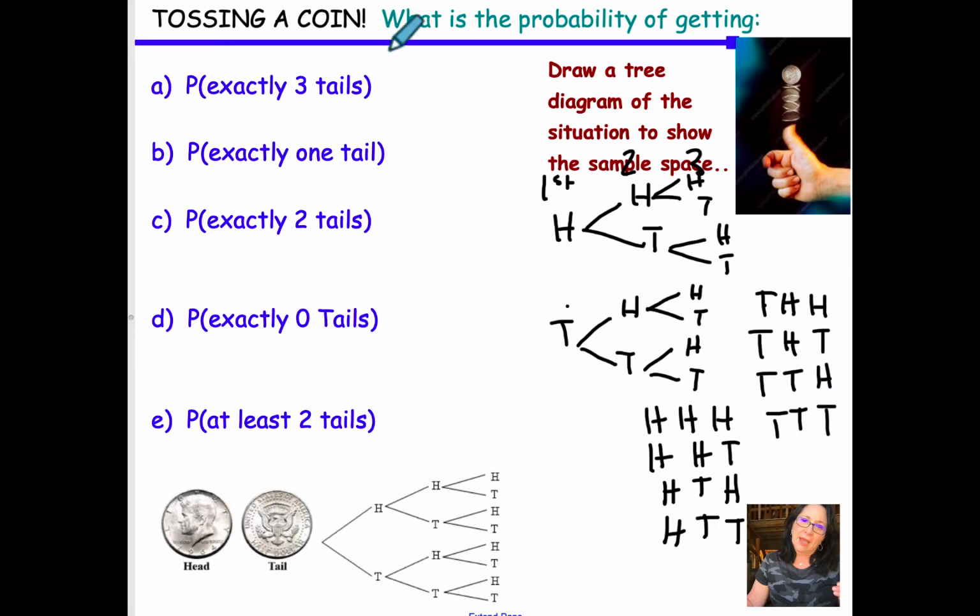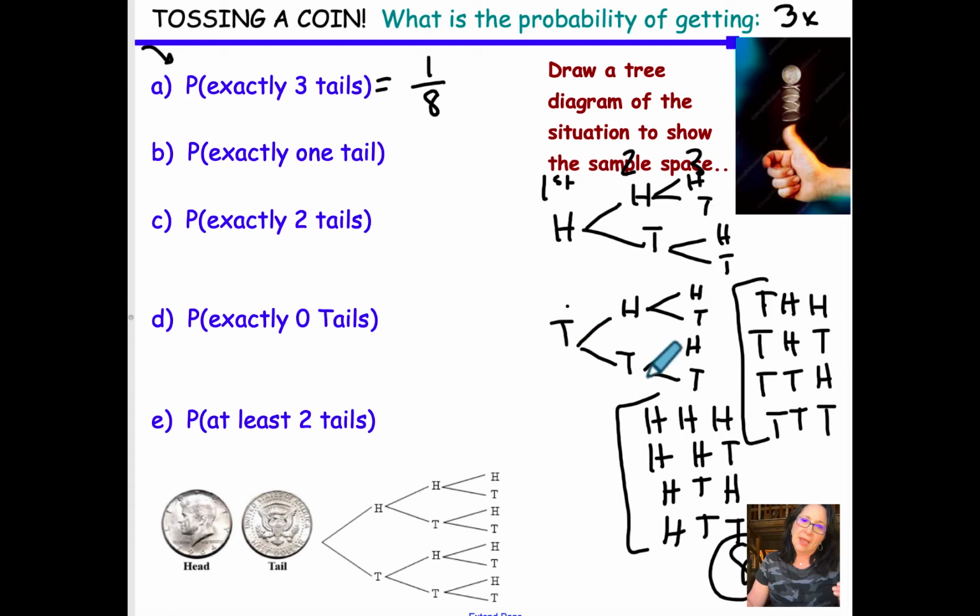Now, once I've done this, and this should say tossing a coin 3 times, what is the probability of getting 3 tails? Well, looks like I have 4 outcomes here, 4 outcomes here. That makes a total of 8 outcomes. So when they're asking for this value P, which is the way you would write a probability problem, the probability of getting all 3 tails would be this one right here. So 1 out of 8 chances.